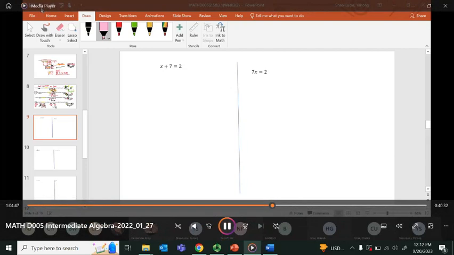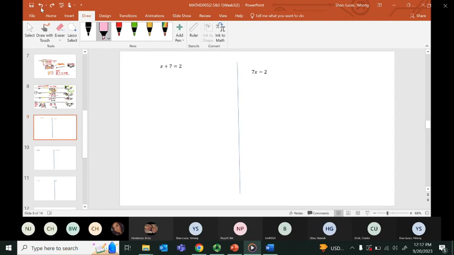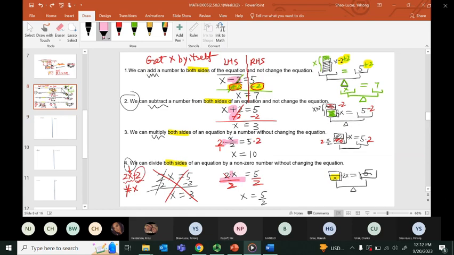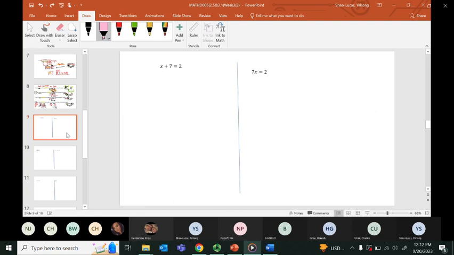7 equals 2. So just in the chat box, write down what operation I should do, like one of these 4 operations. Do we add, subtract, multiply, or divide? And what number are you going to add, subtract, multiply, or divide?